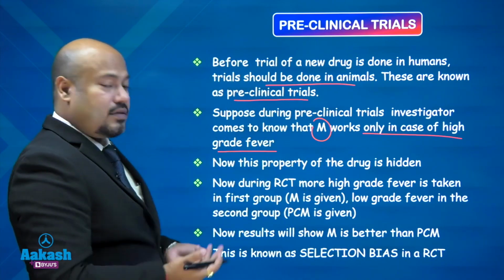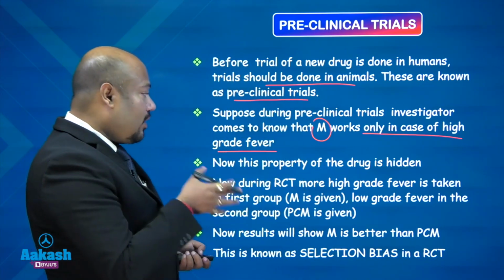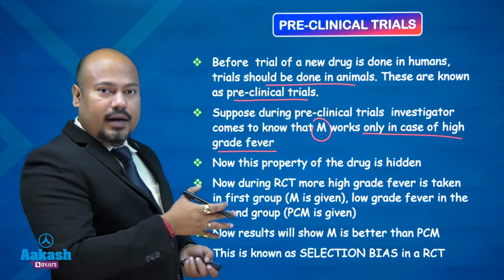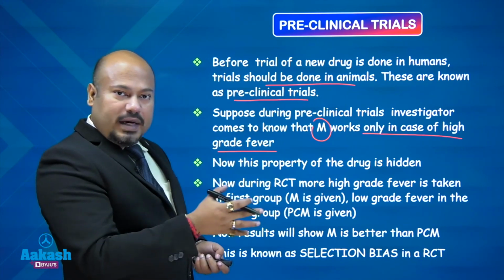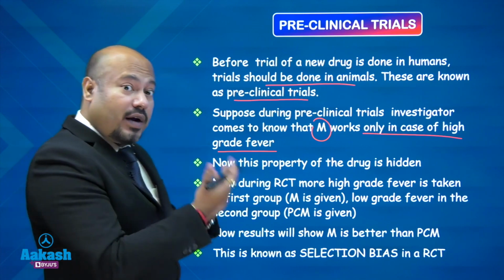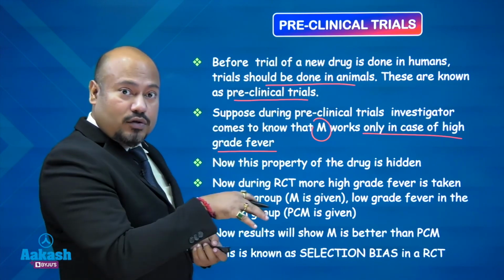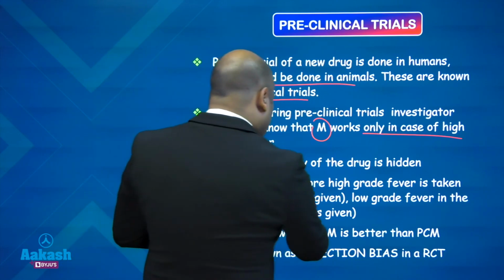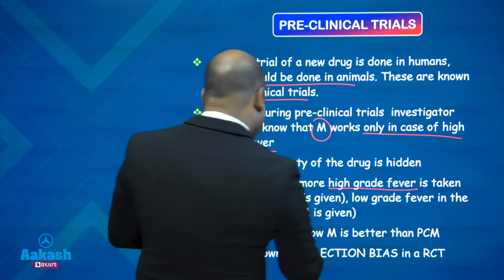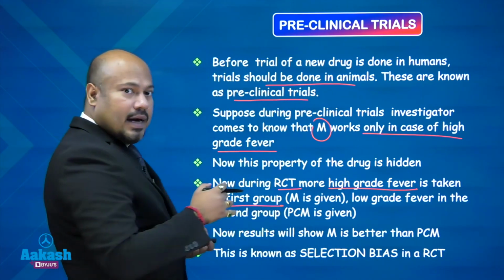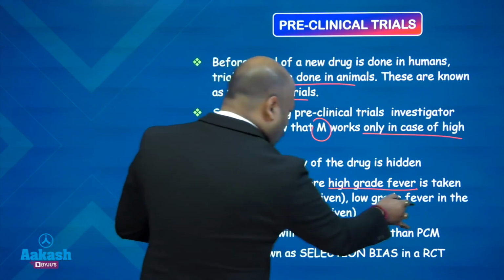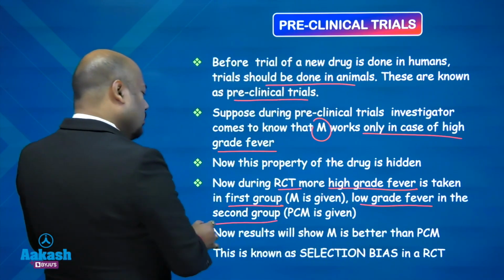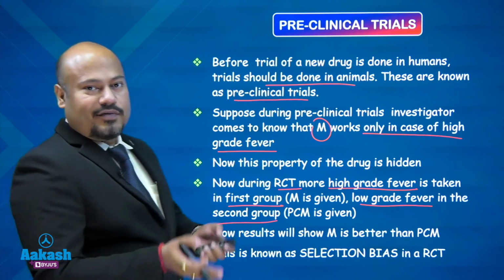So what he does is, when he does this randomized control trial among humans, in group 1 where he will give the drug M, he will select patients who have very high fever. Okay. So during the RCT, more high grade fever is taken in the first group and deliberately low grade fever is taken in the second group. So obviously now results will come in the favor of M.